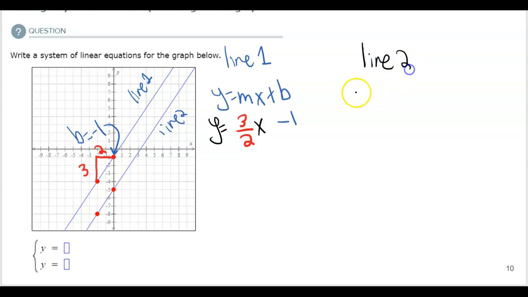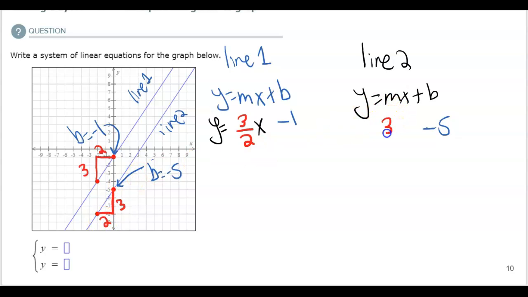For line 2, we have y equals mx plus b. Let's think about what our b is. B would equal -5, so I know that's -5. I still need my rise over run. I can also draw it this way, 3 and 2. So my rise is 3, my run is 2. So these are the equations for both lines. You guys are going to try the next slide on your own.